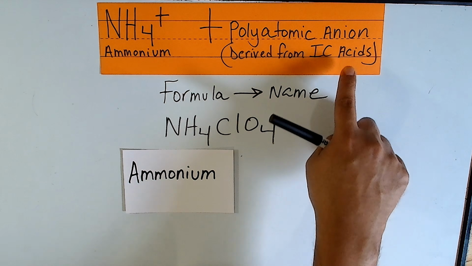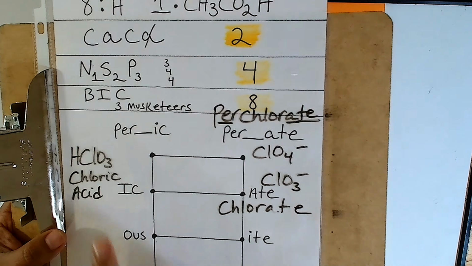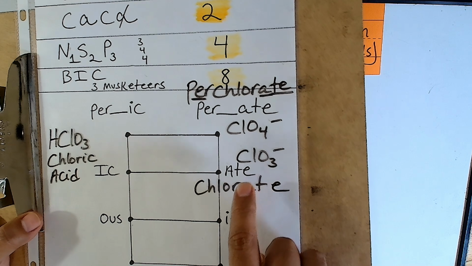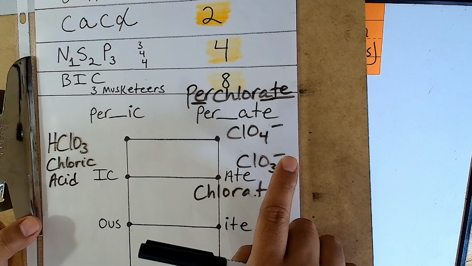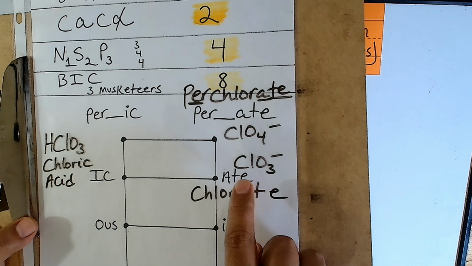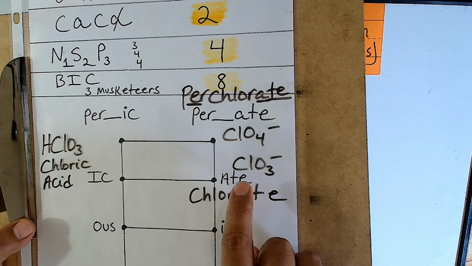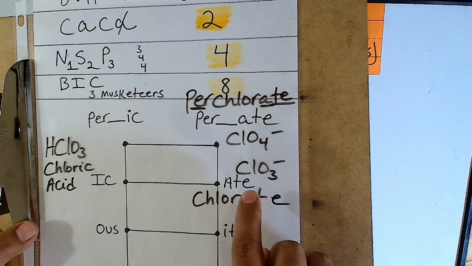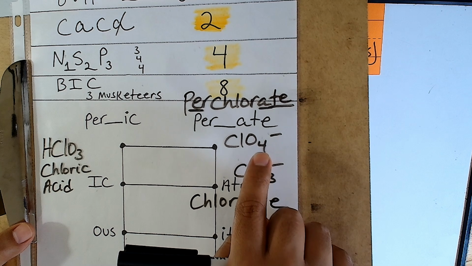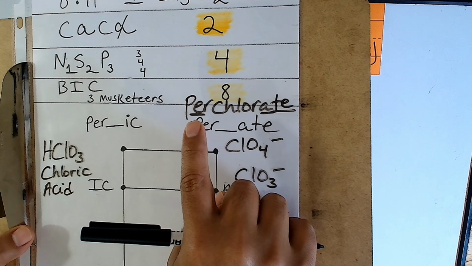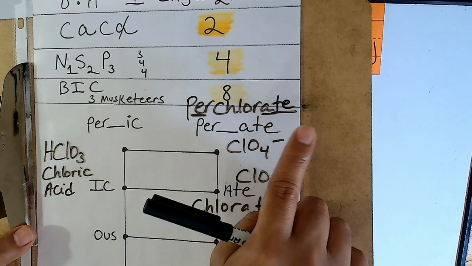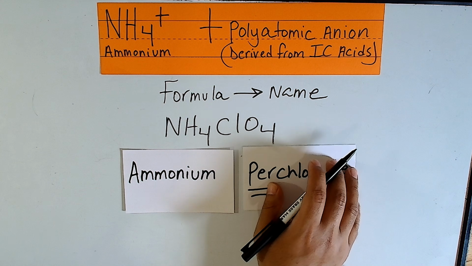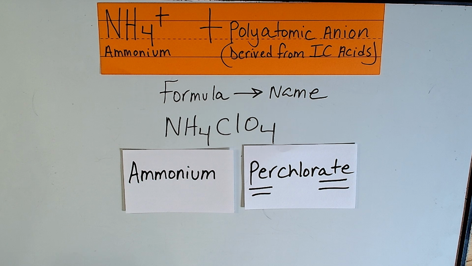This is an anion deriving from an ic acid, and that ic acid is chloric acid. Chloric acid donates its hydrogen ion and it becomes chlorate, and that is how it gets its 1- charge. Now, an anion that is above chlorate would be perchlorate, and that anion has one extra oxygen. It uses the prefix per and the suffix ate, so we would have perchlorate. So the chemical name is going to read ammonium perchlorate.